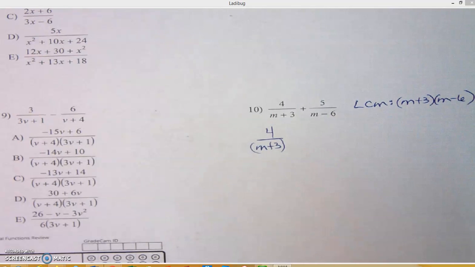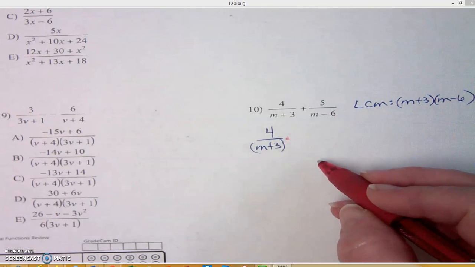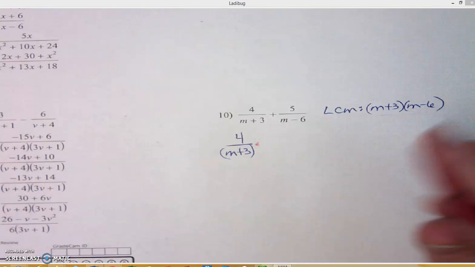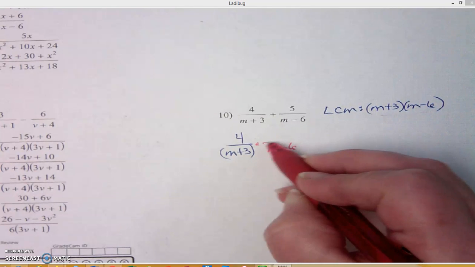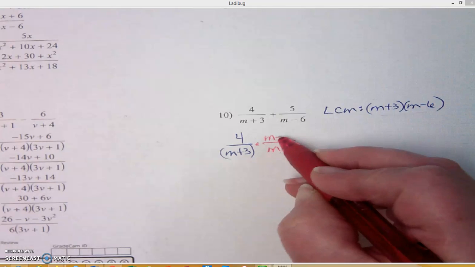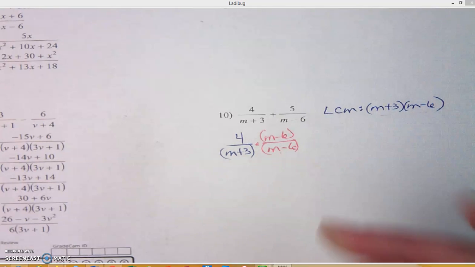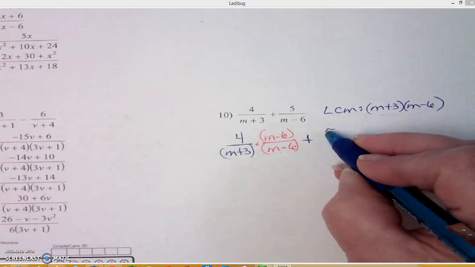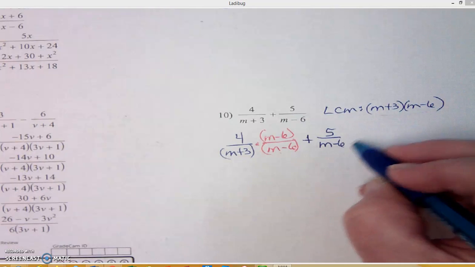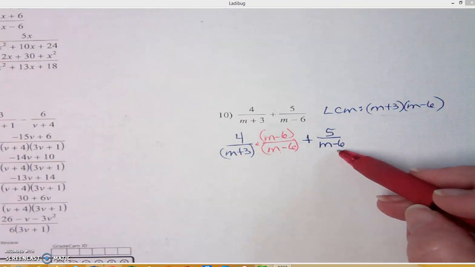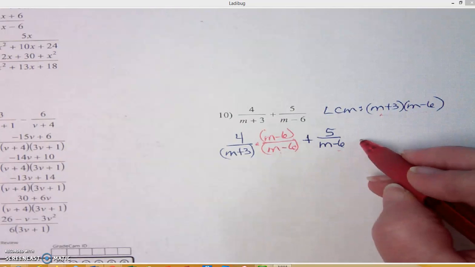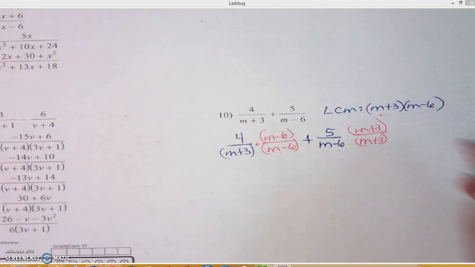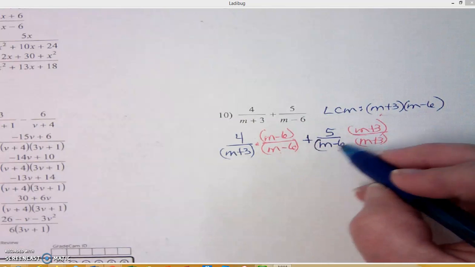I need to multiply this by what is missing. What do I not have out of this? This is what I want my denominator to be. I have the m plus 3, but I do not have the m minus 6. So what I multiply on the denominator, I'm also going to multiply in the numerator because I am just multiplying by 1. I'm not changing the value. So let's go ahead and write our second fraction, 5 over m minus 6. What am I missing here? I'm missing the m plus 3. So let's write this out. I'm going to put parentheses around this.